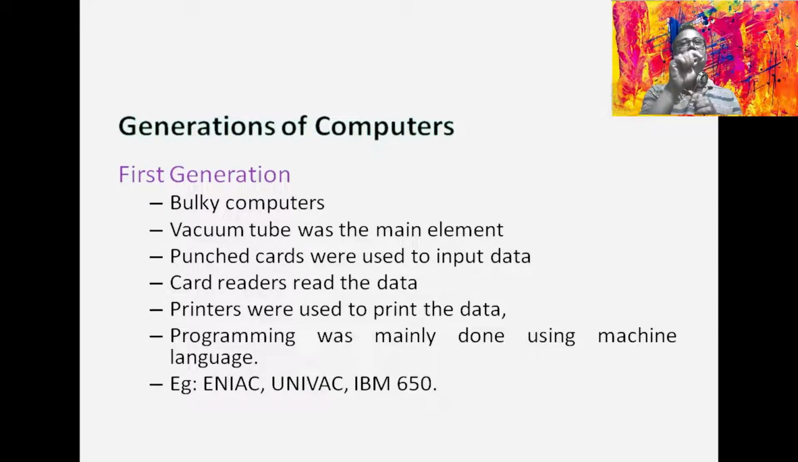That means in terms of ones and zeros. We'll study more about these languages later. But for the time being, just note that machine language means you have to write an entire program in terms of ones and zeros only, thousands of ones and zeros. ENIAC, UNIVAC, and IBM 650 are examples of first generation computers.